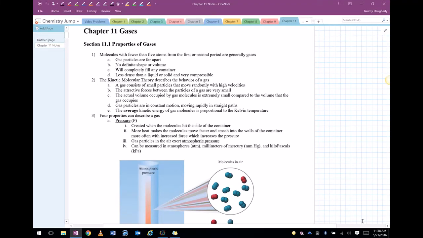Chapter 11, Gases, Section 11.1, Properties of Gases. No video problems go along with this. So what are just some general physical properties of gases?